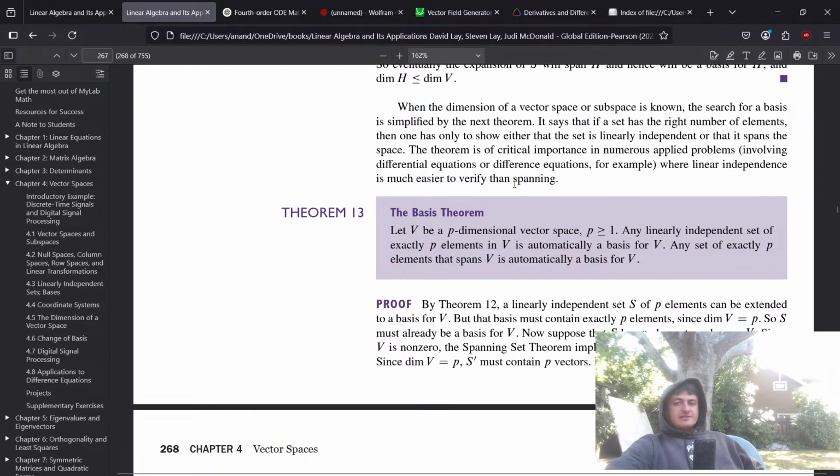All right, the basis theorem. Let V be a p-dimensional vector space. Any linearly independent set of exactly p elements is automatically a basis. Any set of exactly p elements that spans V is automatically a basis.